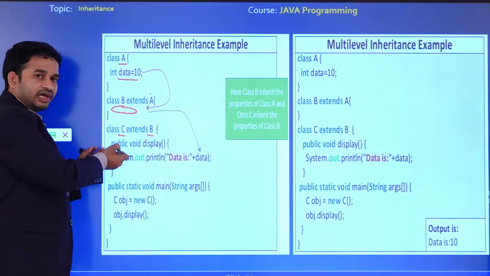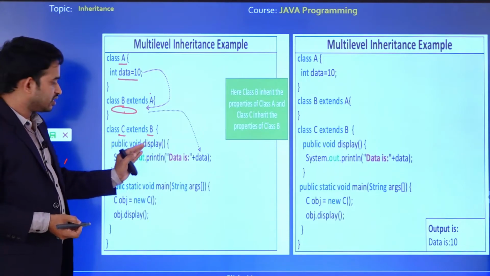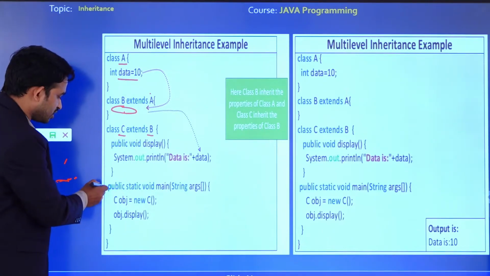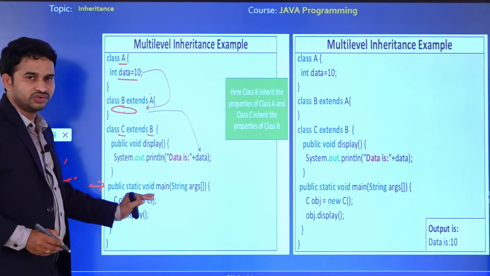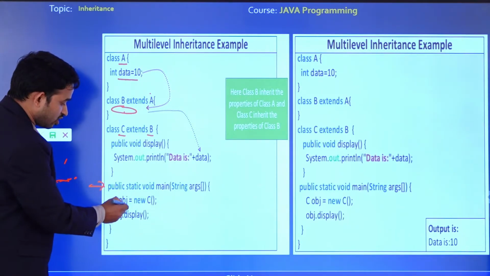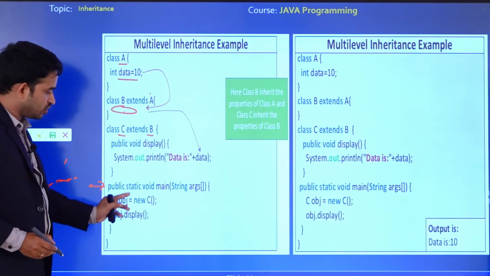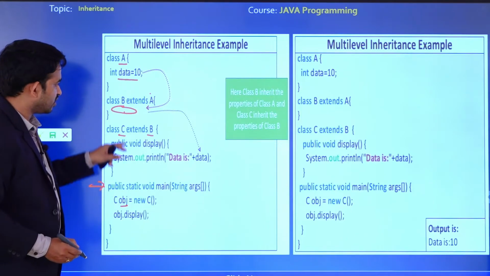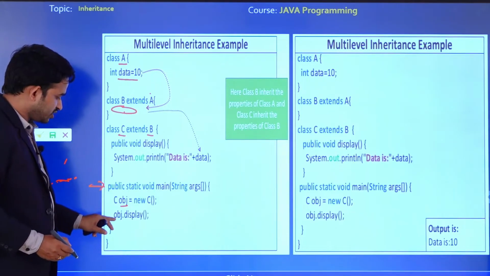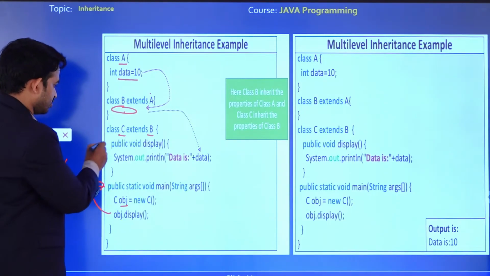We can acquire into class C. So that is the meaning of multi-level inheritance. We are using the main statement, public static void main(String[] args). Here we are creating an object for class C: C obj = new C(). Then obj.display(), this method is called.